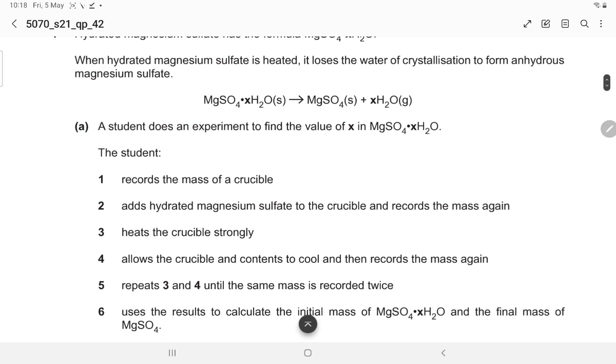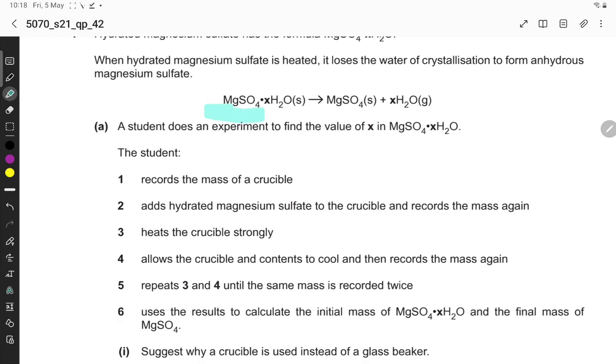This is hydrated. This is a hydrated salt with water molecules, and when we heat this salt, the water is going to evaporate and this will become anhydrous.